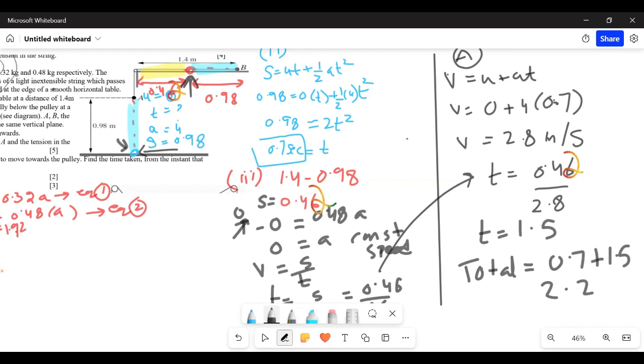Wait a second, I think it's not 1.5. How can it be 1.5? 0.42 divided by 2.8, sorry, is 0.15. So 0.15, and when you add 0.7 and 0.15, we get 0.85. And that is the correct answer. Let's do question 15 now.